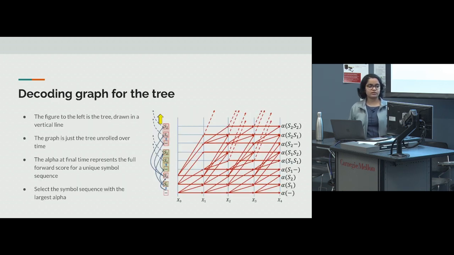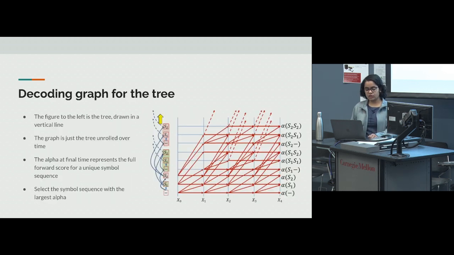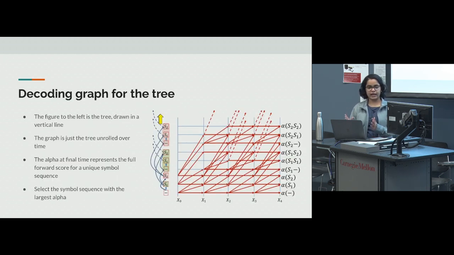Now, how do we decode this graph? We've represented all possible sequences using this tree, but how do we decode it? Don't be intimidated by the figure on the right. It's actually pretty simple. On the x-axis are the time steps, and on the y-axis it's the same tree that we saw here, just flattened down and represented bottom to top. It's just the alphas that you see at the final time step, x4 over here, those are the forward probabilities of all possible symbol sequences.